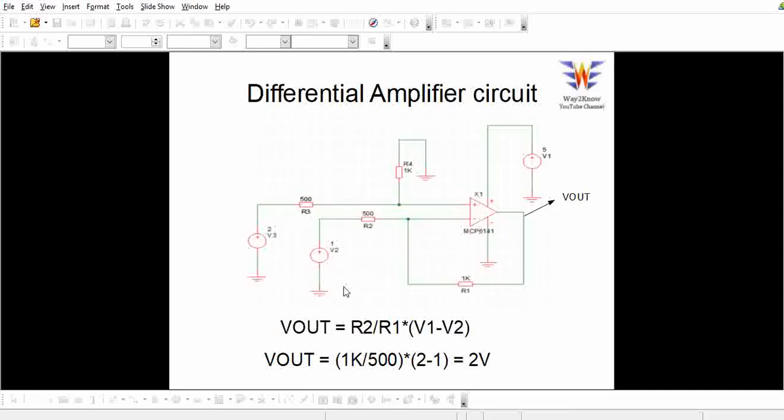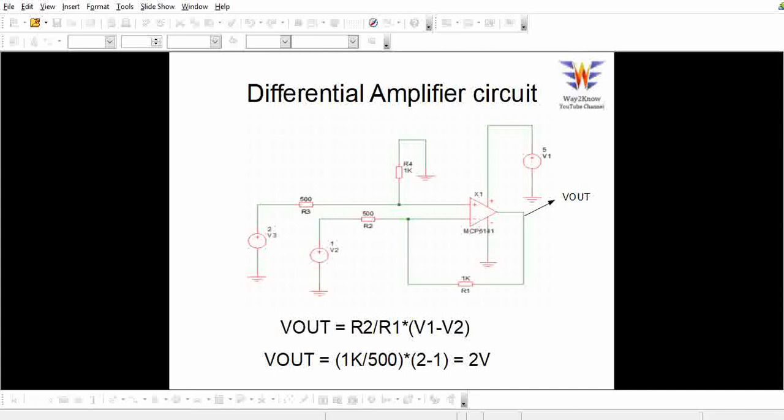And then the other scenario where you apply different voltages, V1, here it is V3 actually. V3 minus V2 is what the differential input will be considered by this op amp, and this differential input is multiplied by the gain, and that is the output. That is the formula here. In this case, 2 minus 1 is 1, and the gain is 2, so the output is 2 volts. So this is a simple differential amplifier, with outputs based on the resistors and the inputs applied.